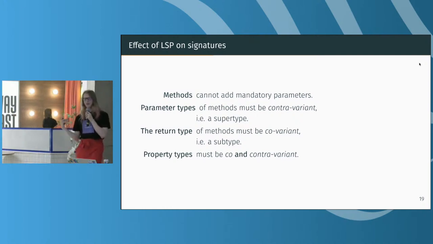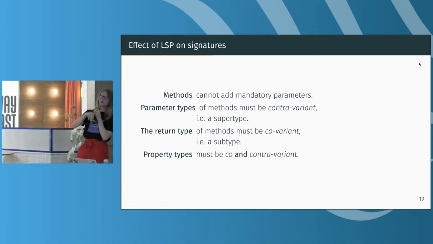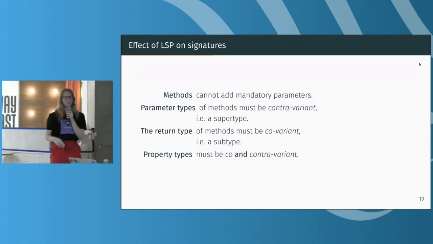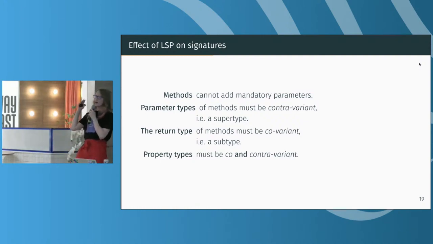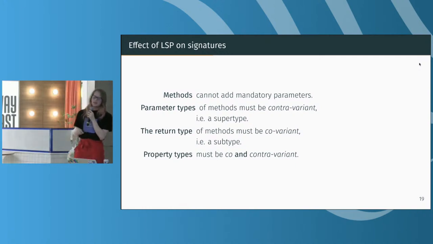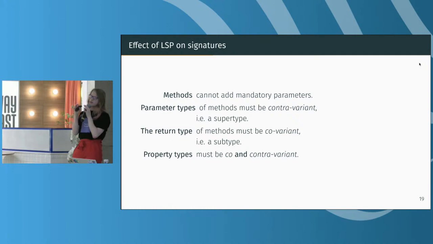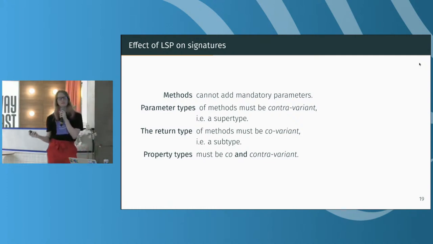Parameter types of a method must be contravariant, i.e. there must be a supertype. The return type of a method must be covariant, i.e. it must be a subtype. So I can say I accept an integer, or I accept an integer and a string. The return type must be covariant, so if I say I return a countable interface, I return something more specific that implements countable. And property types must be both co- and contravariant. We phrase it this way because PHP will allow you to make some changes in how you write the properties. If they are functionally equivalent, it will still accept them.